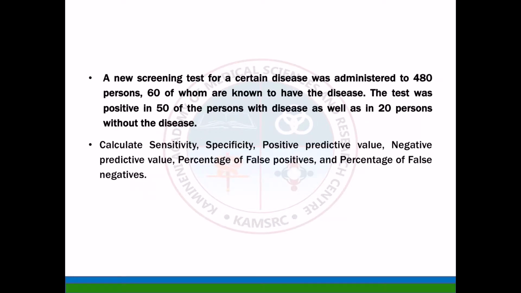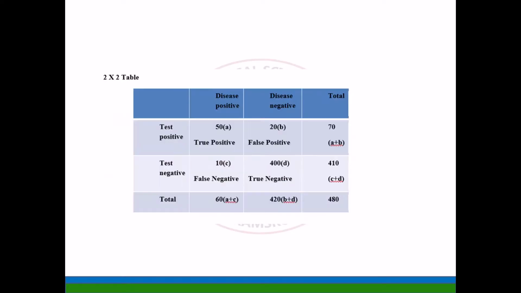This is the third problem we are dealing with. A new screening test for a certain disease was administered to 480 persons, 60 of whom are known to have the disease. The test was positive in 50 of the persons with disease, as well as in 20 persons without the disease. Now our job is to calculate the sensitivity, specificity, positive predictive value, negative predictive value, percentage of false positives and percentage of false negatives. So we make a 2 by 2 table.